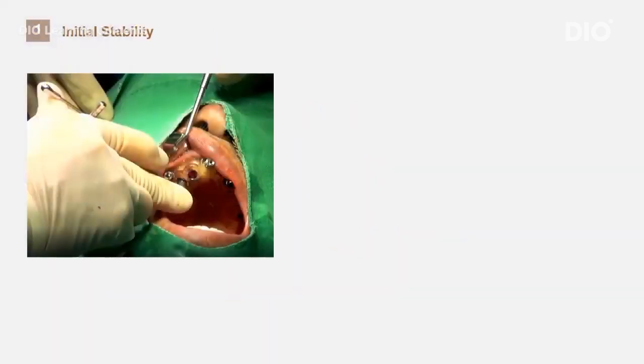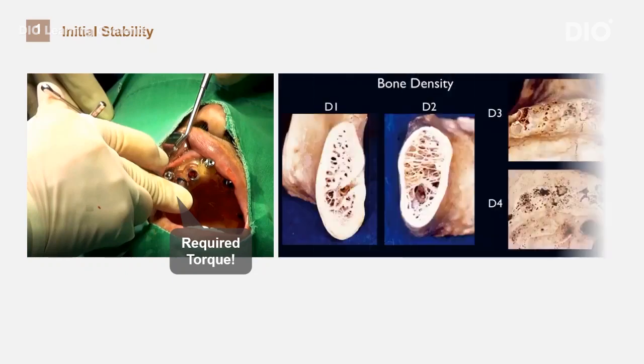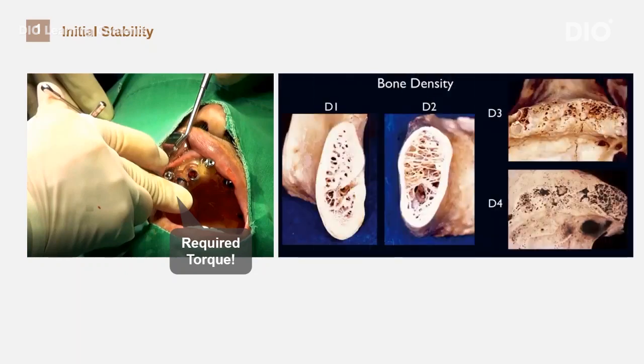The first is the initial stability. In order to achieve successful initial stability, enough torque value must be obtained when placing the implant. And the surgeon must consider the bone density and follow the drilling protocol according to that bone.